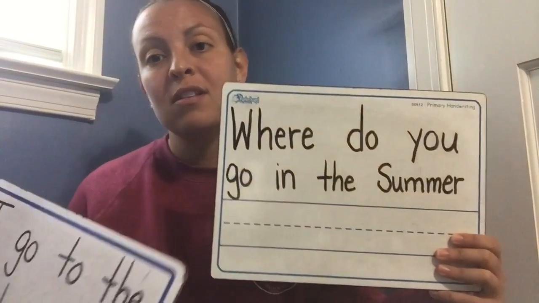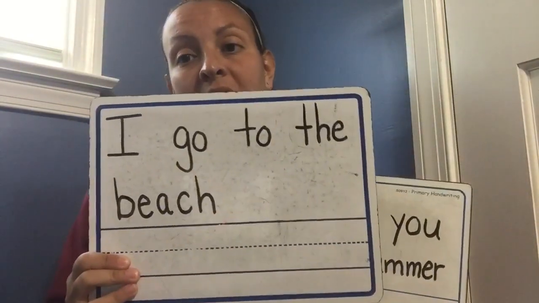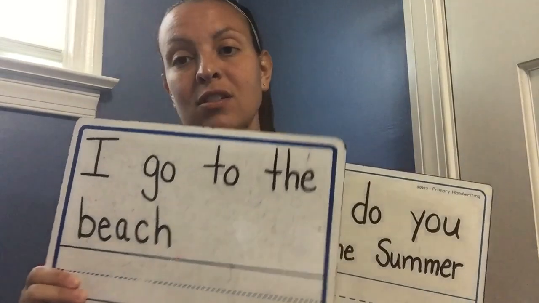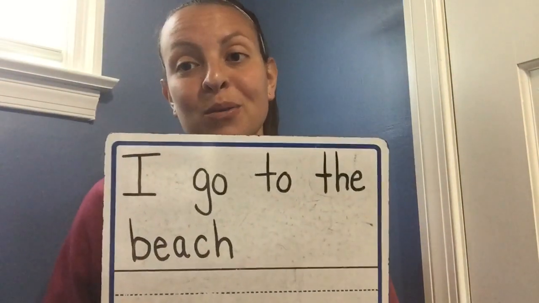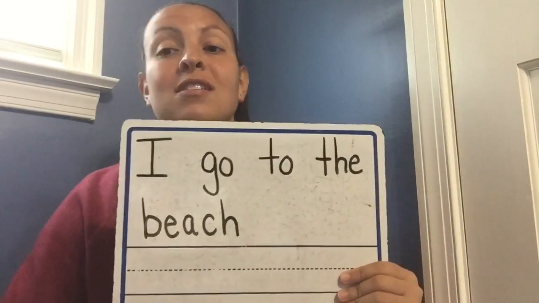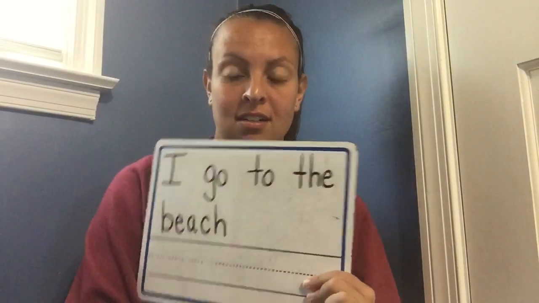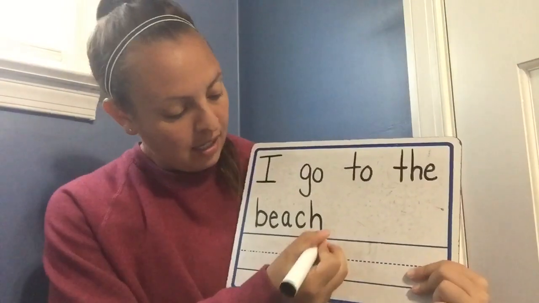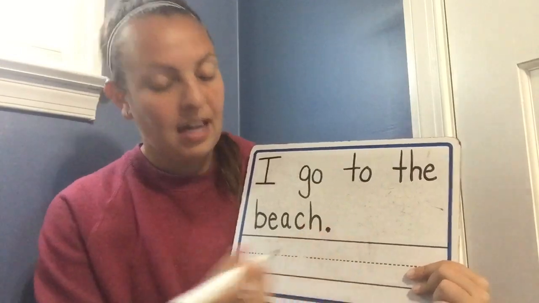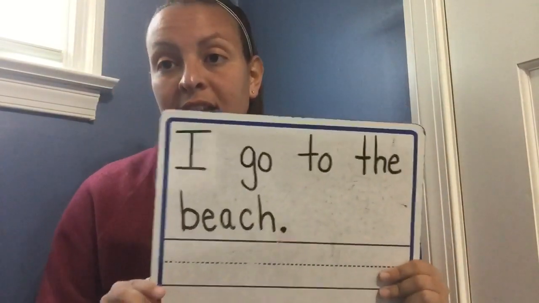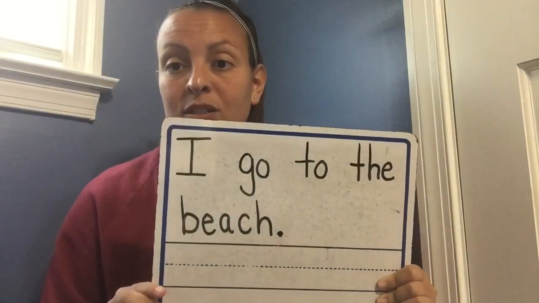Where do you go in the summer? I go to the beach. The telling sentence is, I go to the beach. And since it's a telling sentence, it needs a period at the end. You're telling someone that you go to the beach.